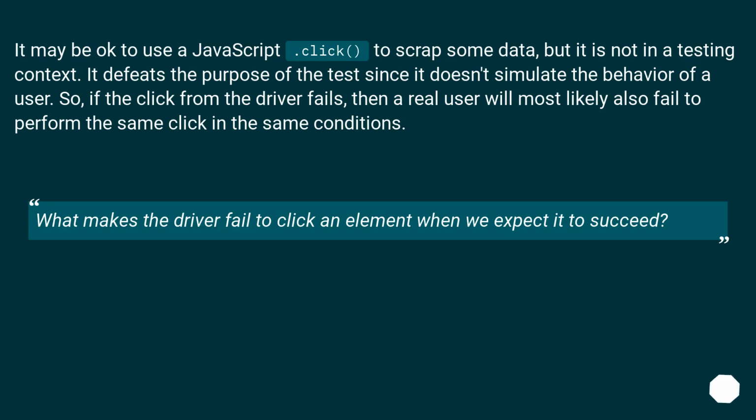It may be okay to use a JavaScript click to scrape some data, but it is not in a testing context. It defeats the purpose of the test since it doesn't simulate the behavior of a user. So, if the click from the driver fails, then a real user will most likely also fail to perform the same click in the same conditions. What makes the driver fail to click an element when we expect it to succeed?